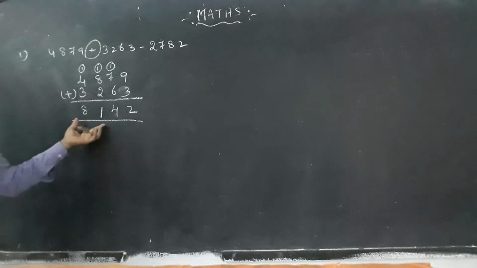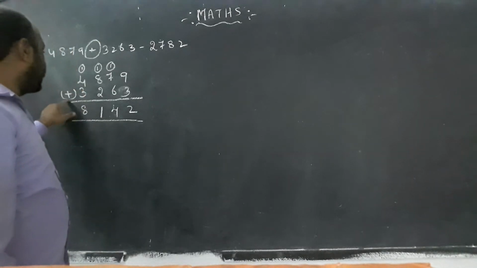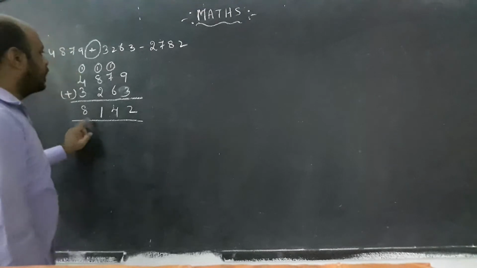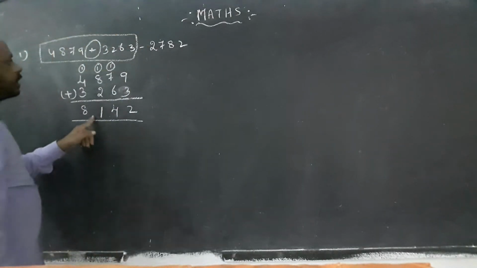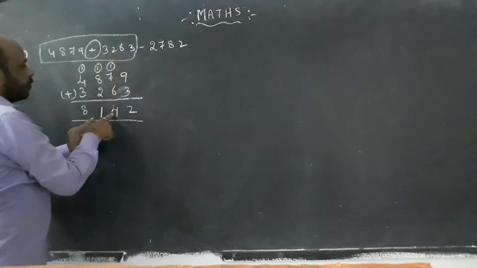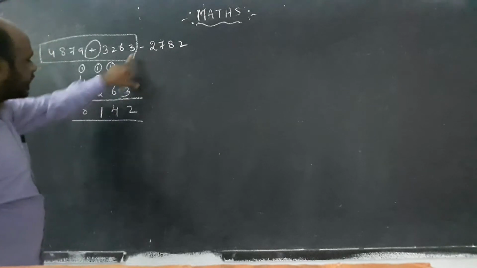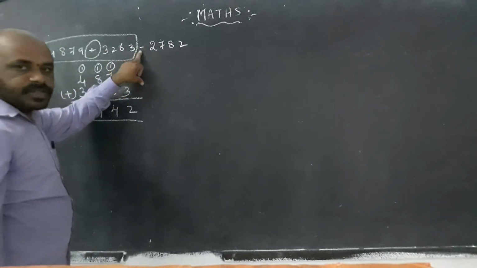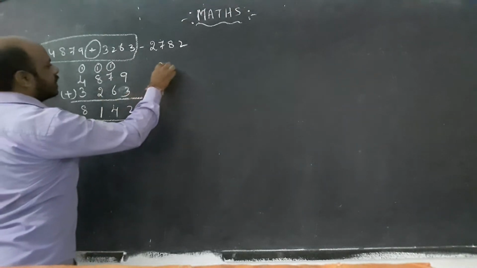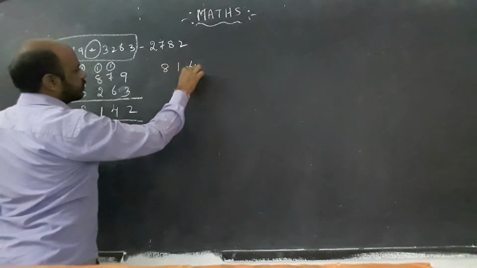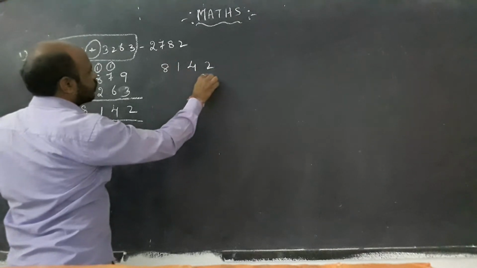Whatever sum we got between the two numbers when we applied the addition symbol, from this total sum we have to subtract. If they give addition, then do the addition. If they give the subtraction symbol, then go through subtraction only. From the same total, how much did we get? 8142.